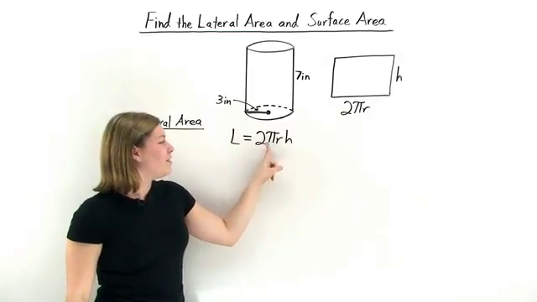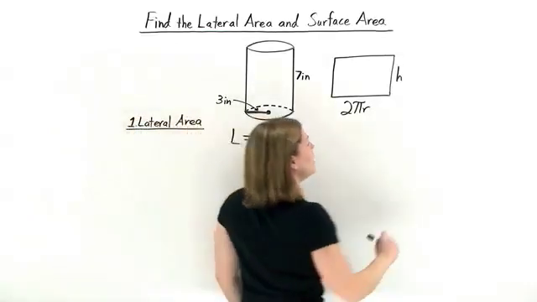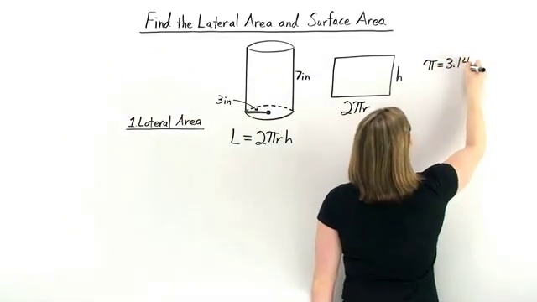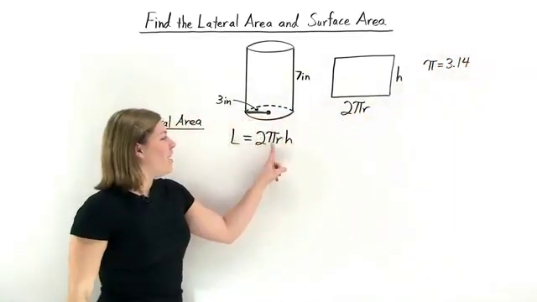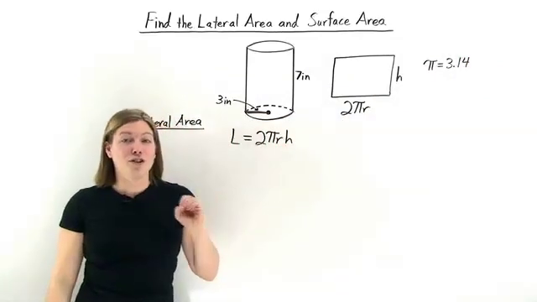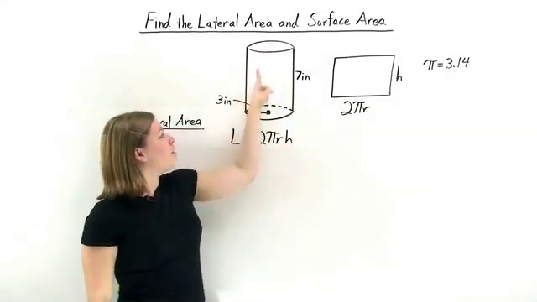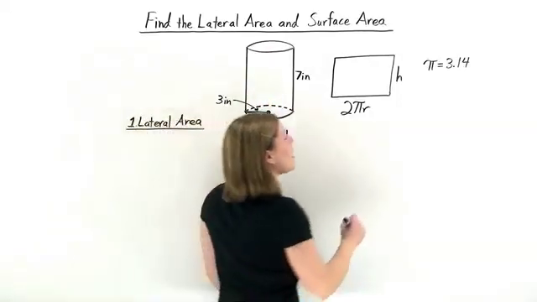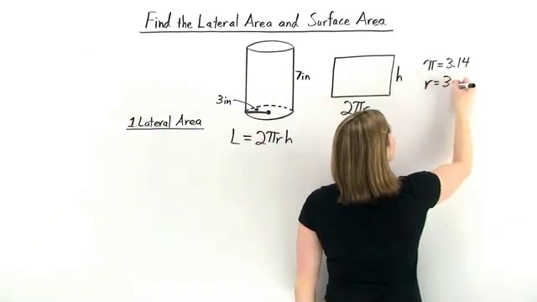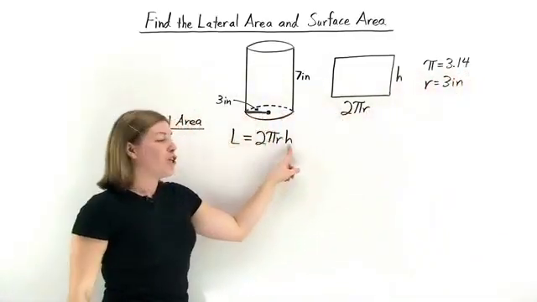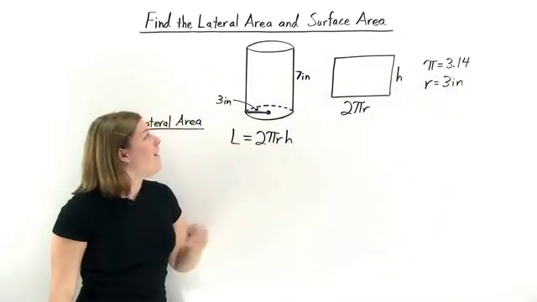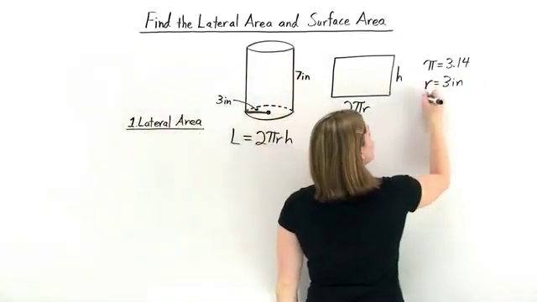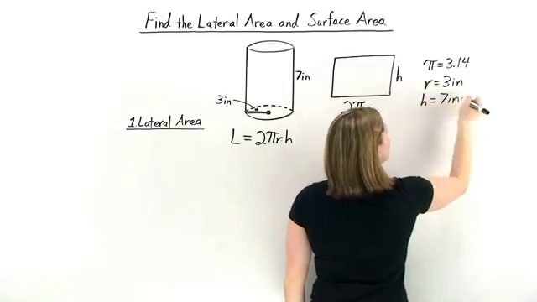Let's take a look at the variables. Here we have pi. Well, pi is actually an irrational number. Let's approximate it as the decimal 3.14. Now, r is the radius of the circular base. Our bases are congruent, so they have the same radius. Taking a look at this base, we see that the radius, r, is 3 inches. Now what about h? h is the height of the cylinder. That's the distance between the bases. We can see h, the height of the cylinder, is 7 inches.